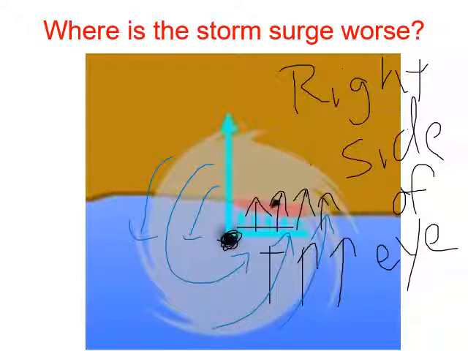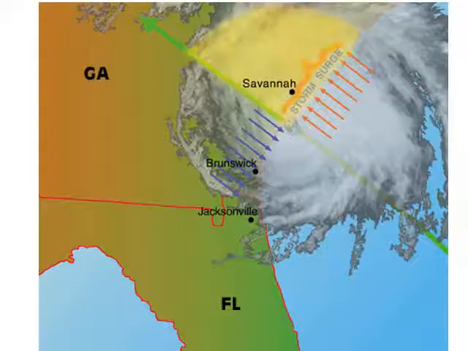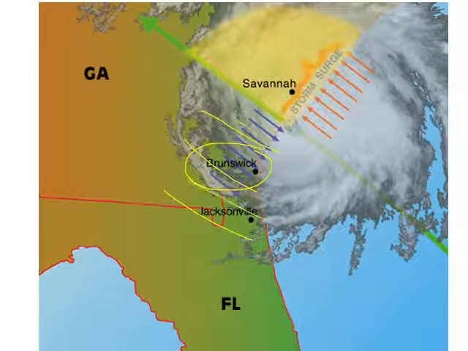So the storm surge is always more destructive, it's more damaging, it's worse on the right side of the eye when it makes landfall. This is a big deal. The last hurricane that hit Georgia, 1979, Savannah got it pretty bad. Brunswick did not, because you can see Brunswick down here, the winds were blowing this way, so it didn't push a lot of water onto the shore.